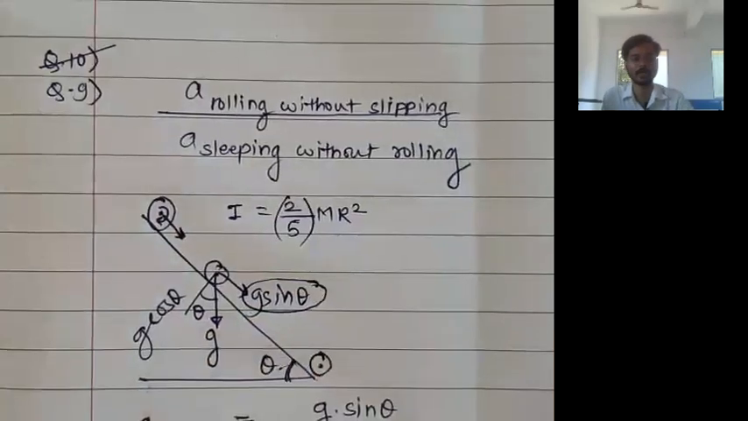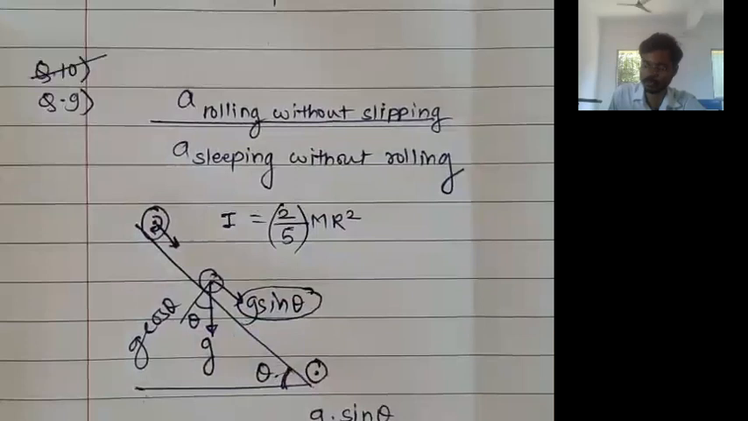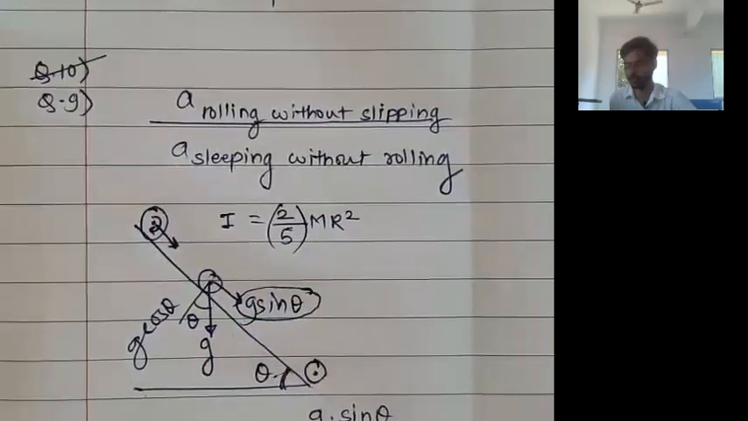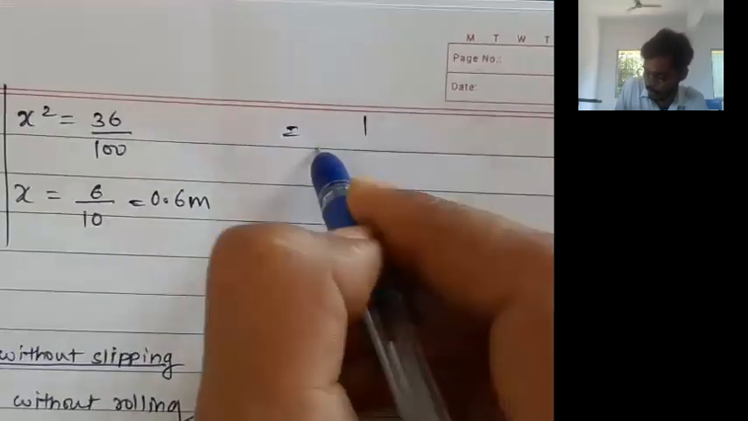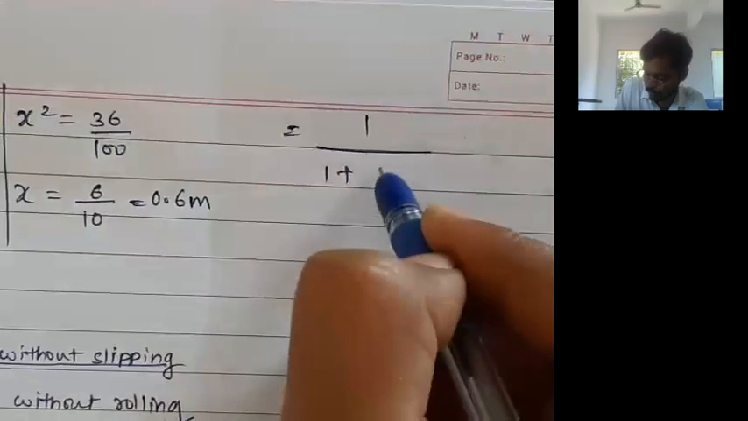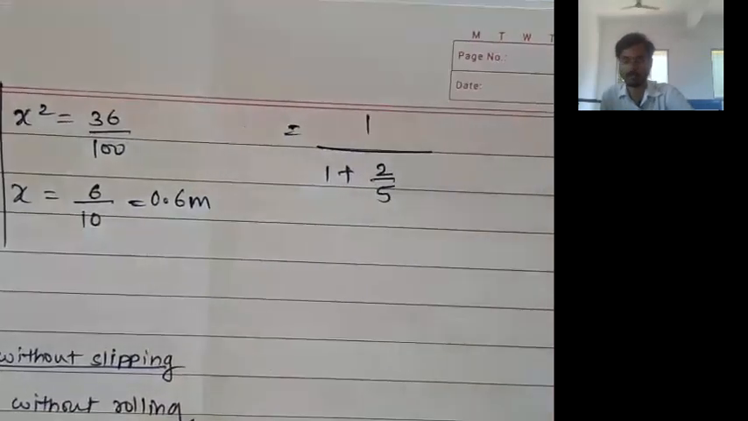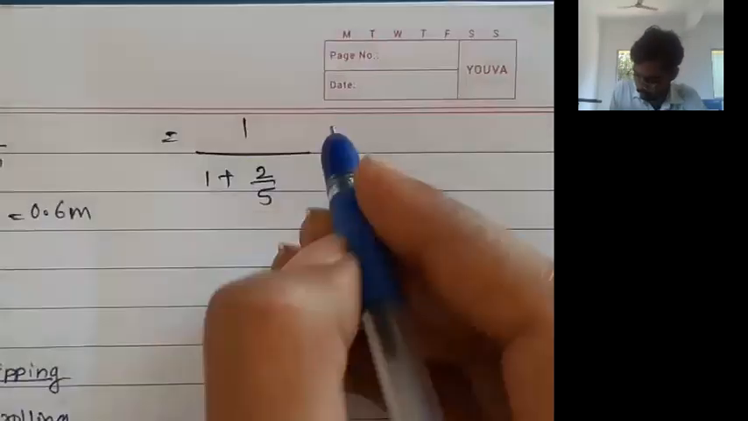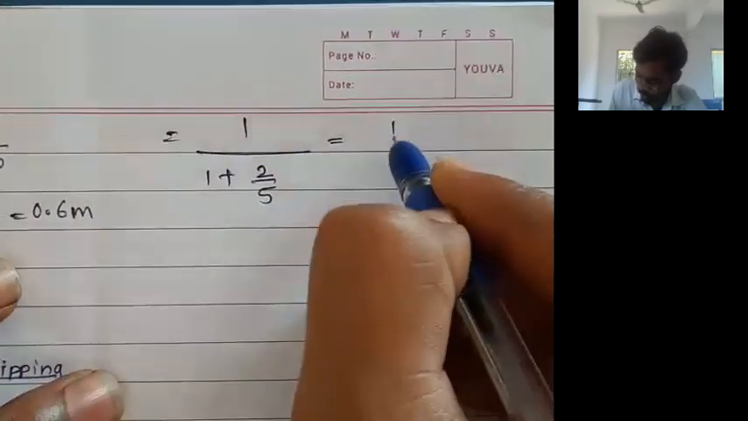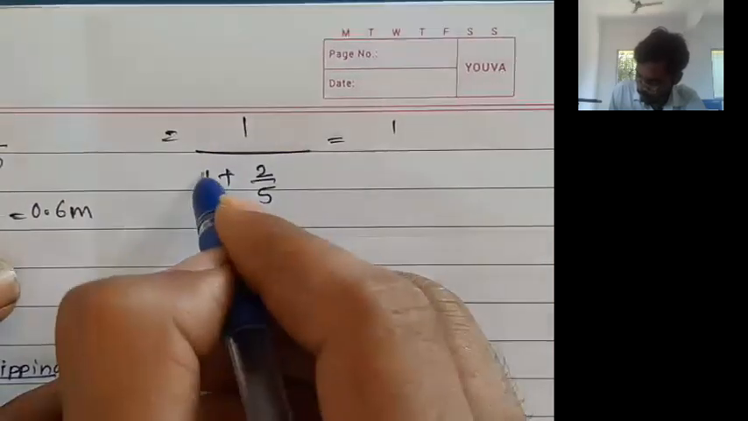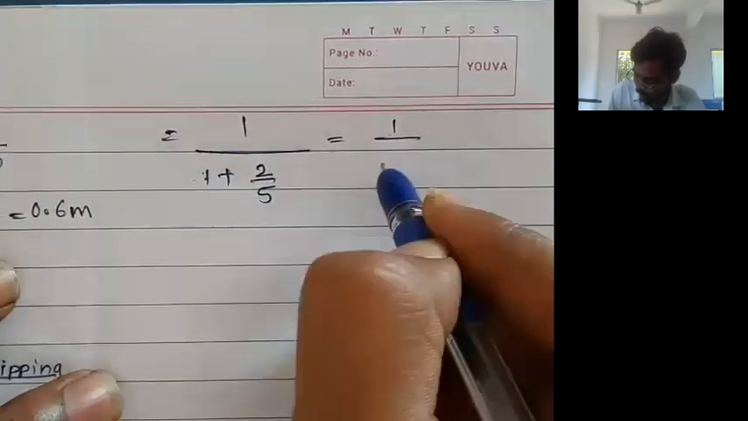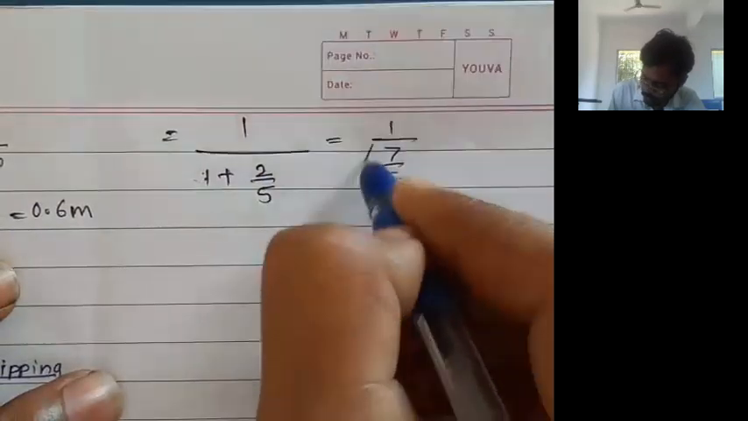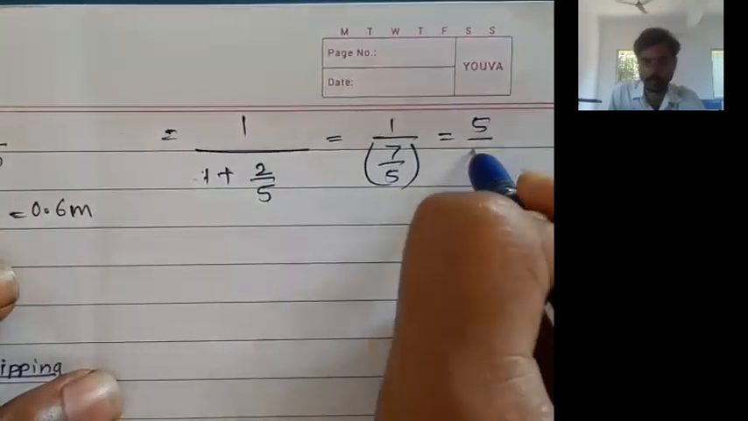So what is k square upon r square? It is the coefficient of mr square. So it is simply 2 by 5. So here you will write 1 divided by 1 plus k square upon r square, and k square upon r square is 2 by 5, the coefficient of mr square. Fine. So here now you can do this, 5 plus 2 is 7 upon 5, and this 5 goes in the numerator, so the answer becomes 7 upon 5.